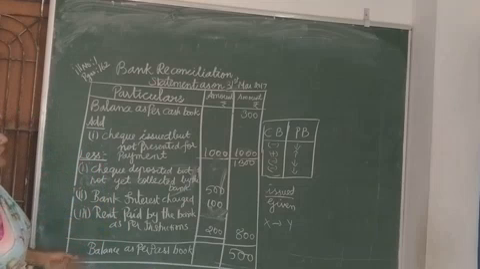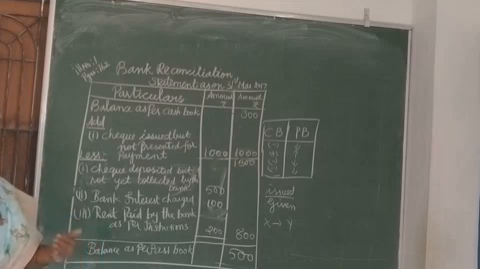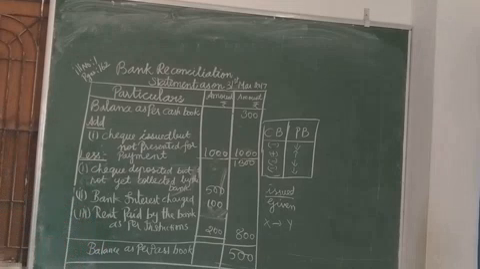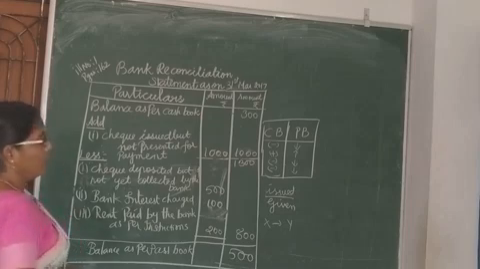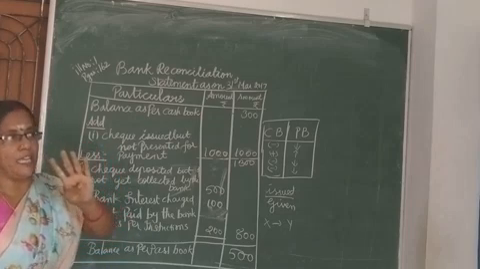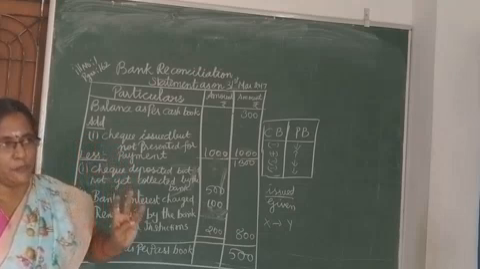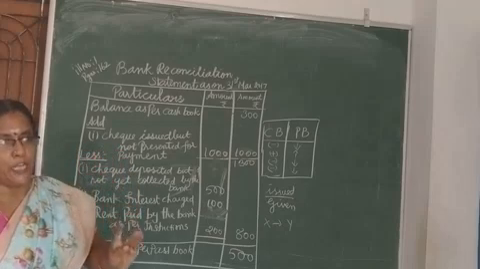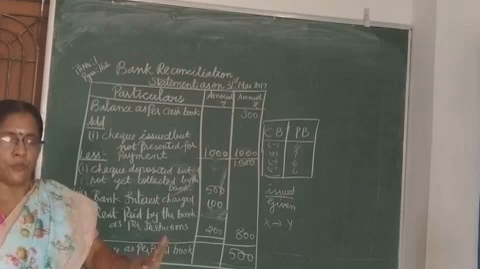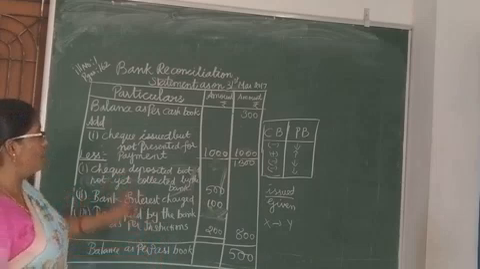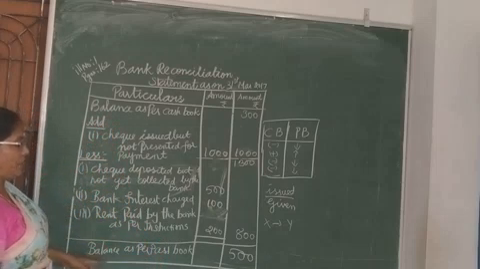Now let us move on to illustration number 2 up to 5. The first case we will apply, second case also we will apply. Let us learn one by one. See, by knowing the 2 items, we are going to prepare 4 cases. What are they? Balance as per cash book, balance as per passbook, overdraft as per passbook, overdraft as per cash book. Are you clear?